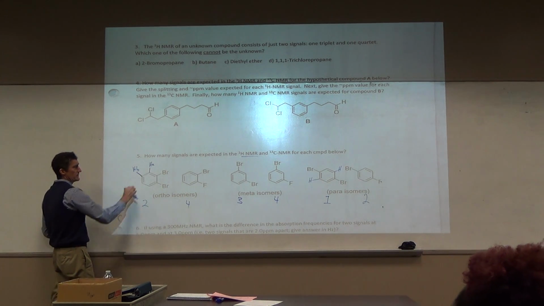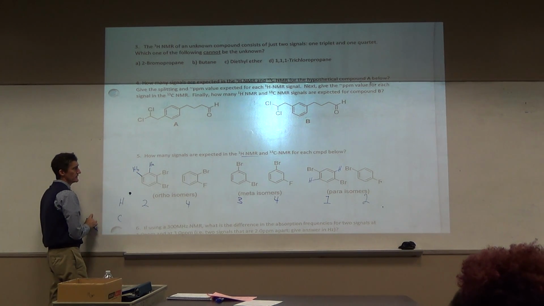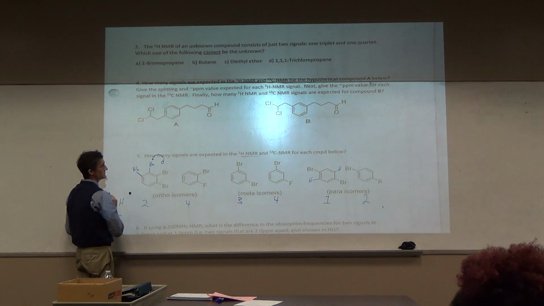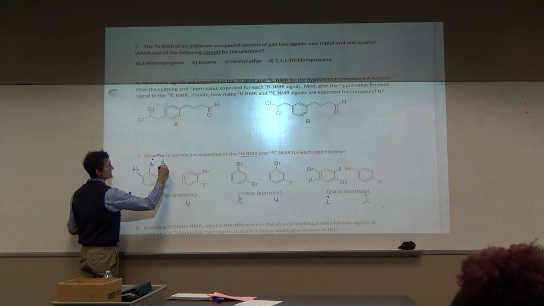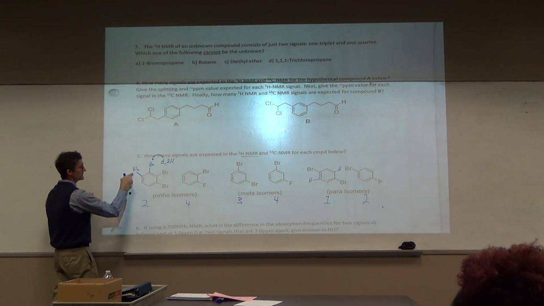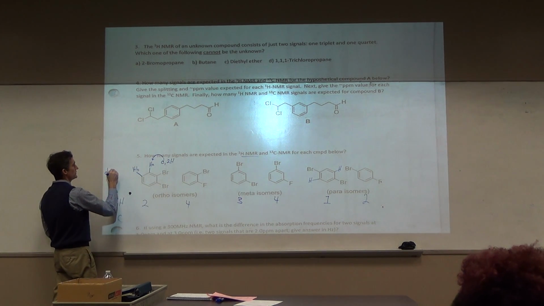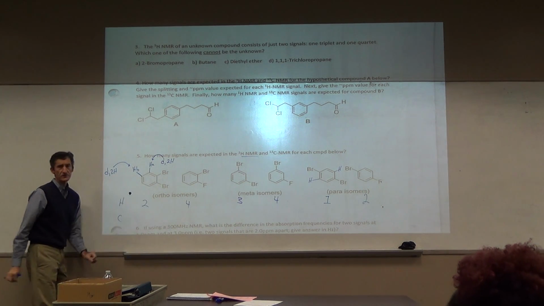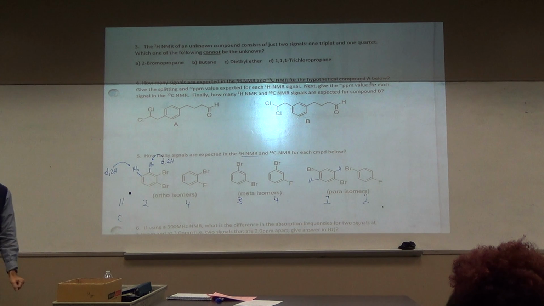Will this be singlet, doublet, triplet, what? Doublet. Yes. This is doublet. How many H's? 1. It's doublet 2H. What is this? Doublet. Also doublet 2H. Why is it a doublet? It's got 1 H next door. And plus 1 is 2.